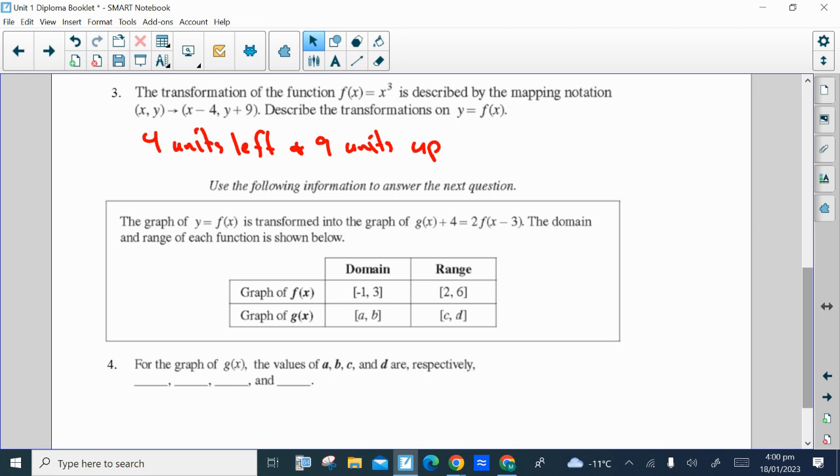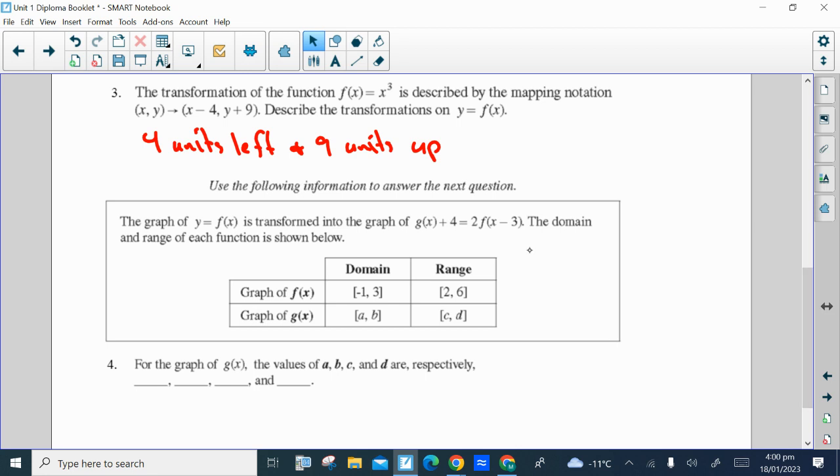The next one says the graph of y equals f of x is transformed into g of x plus 4 equals 2 f of x minus 3. The domain and the range of each function is shown below. So domain and range of the graph of f is given. And then for the graph of g, you've got those values a, b, c, and d. So what are the values of a, b, c, and d?